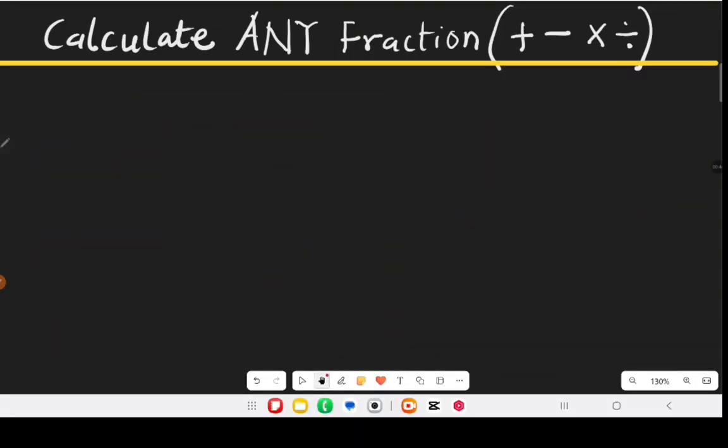Now I'm going to show you how to use the operation minus in any of the fractions. We take the first fraction, unit fraction. If we have a fraction, for example, 1 over 2 minus 1 over 3.